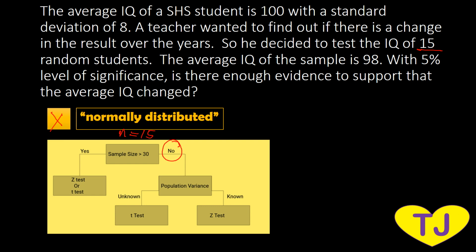Looking at the problem, the average IQ of a senior high school student is 100 with a standard deviation of 8. You've got the standard deviation that is coming from the senior high school students. So that means that is your population. That becomes the population standard deviation. So yes, your population standard deviation is known. That means we have to follow the z-test. So what we are using here is the z-test.